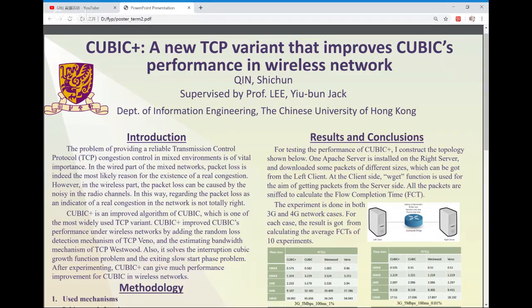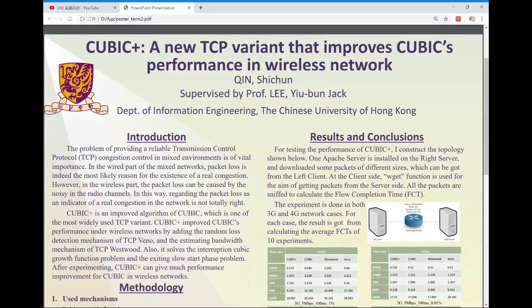In this, every time it encounters a packet loss, it will just deduct the congestion window by 30%. Therefore, as you can imagine, if the random loss rate is very high, it will always deduct the congestion window and it almost can't utilize the bandwidth.